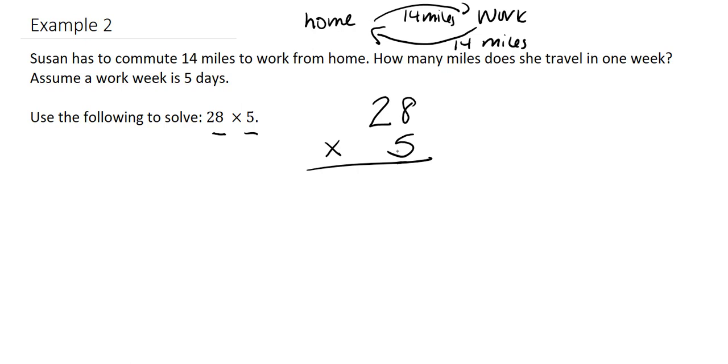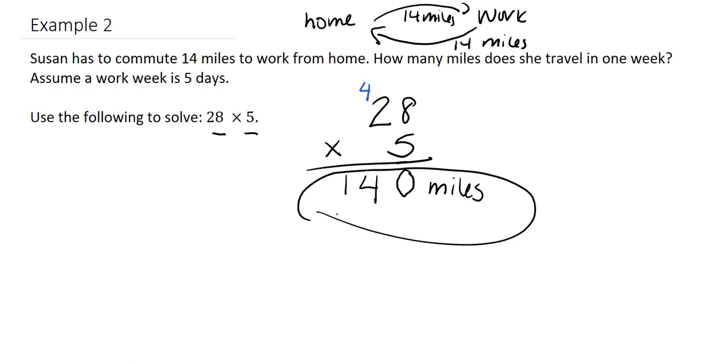So 5 times 8 is equal to 40. So we put a 0 below. We're actually going to signify that this is carried over, which is a 4. Now, 5 times 2 is 10, plus this 4 is 14. So we get 140 miles that she would commute each week to and from work. So this is our final solution.